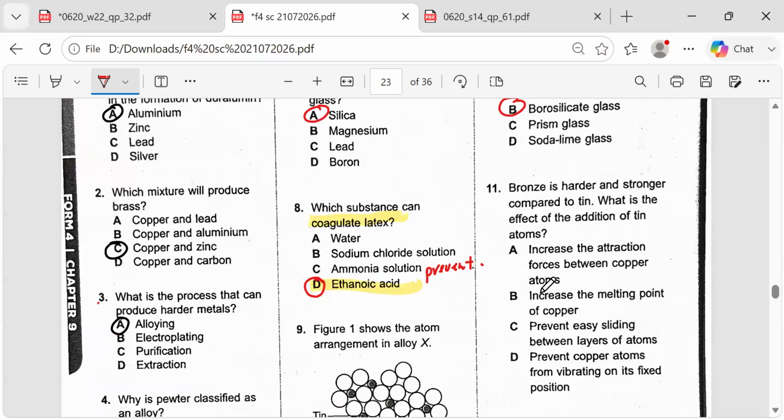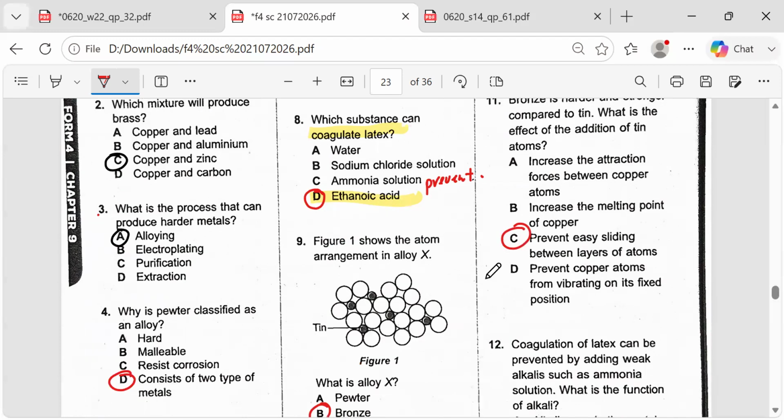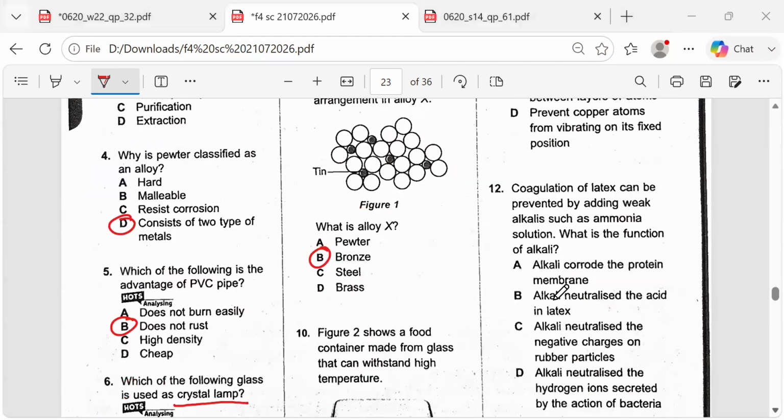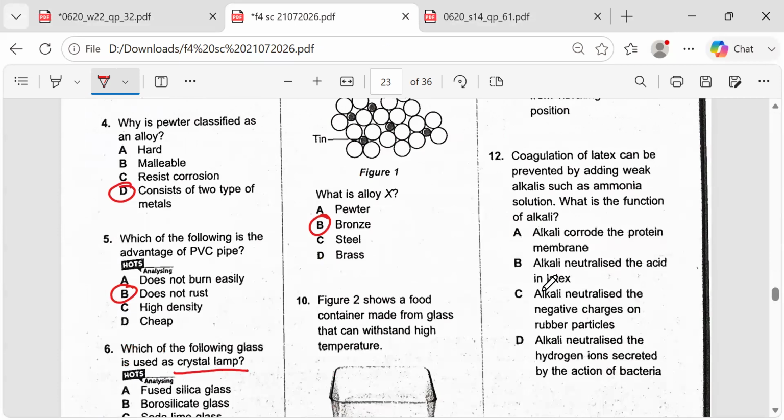What is the effect of the addition of tin atoms? It prevents the sliding between layers of atoms. Coagulation of latex can be prevented by adding weak alkalis such as ammonia. So they will neutralize the hydrogen ions of the acid.